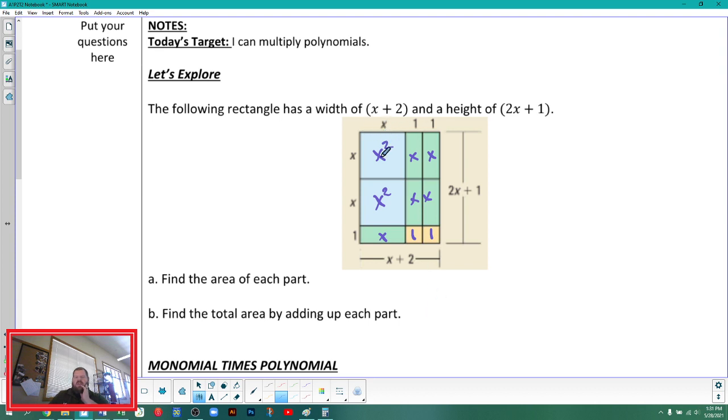x squareds, I have 2x squareds. 1, 2, 3, 4, 5 x's, and plus 2.